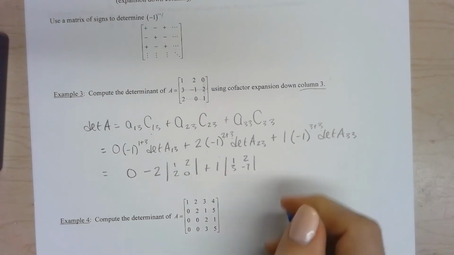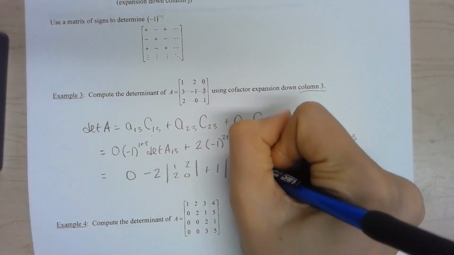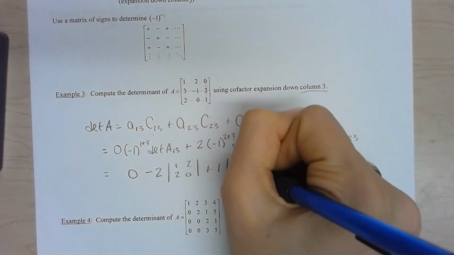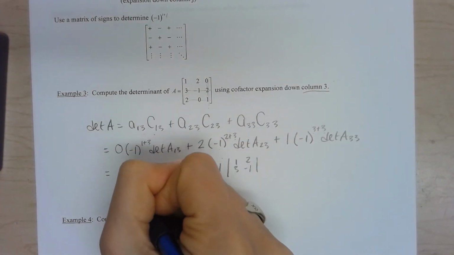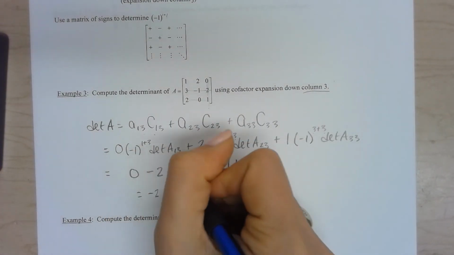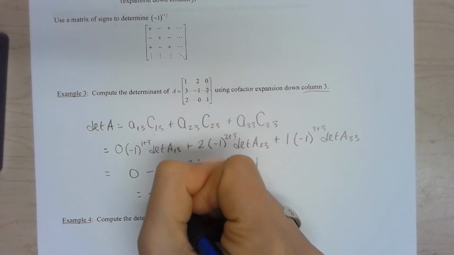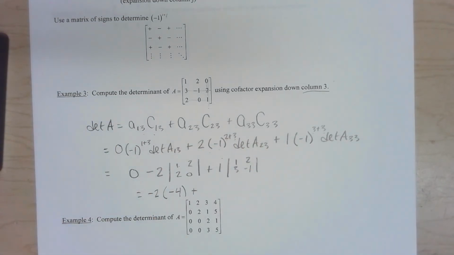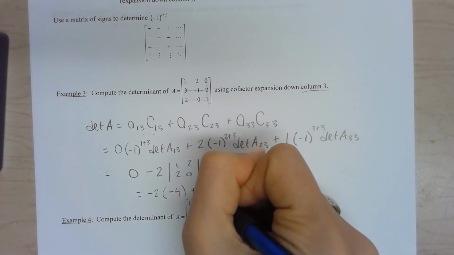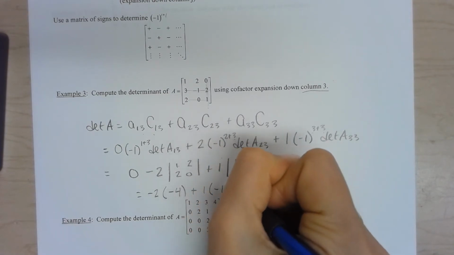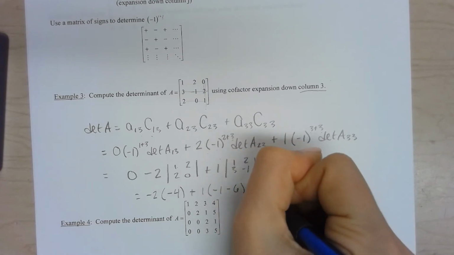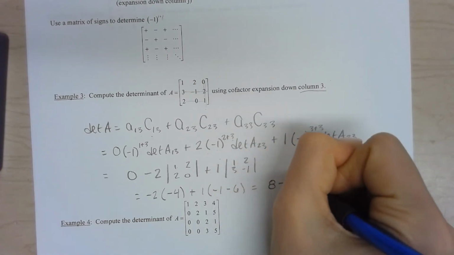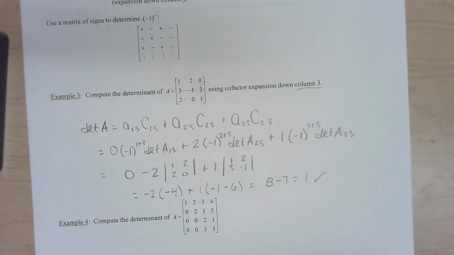That looks like a 7. Sorry. -1. Okay. All right. Last step. -2 times, 1 times 0 is 0, minus 4, plus 1 times -1 minus 6. It's getting late. Okay, I've got 8 minus 7 equals 1, and that is perfect because that's what we got last time.